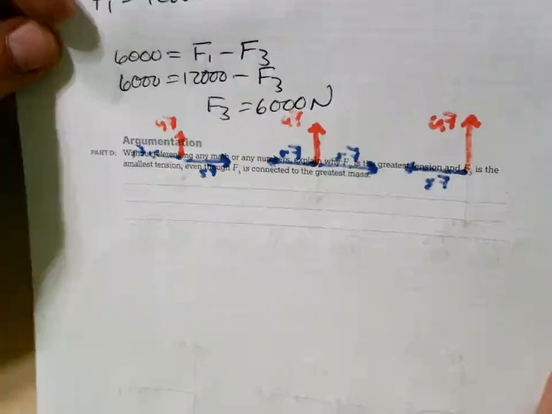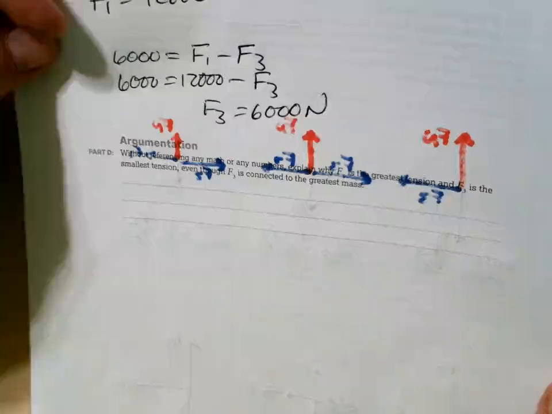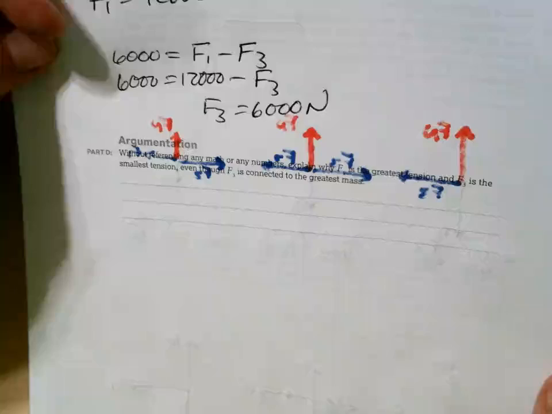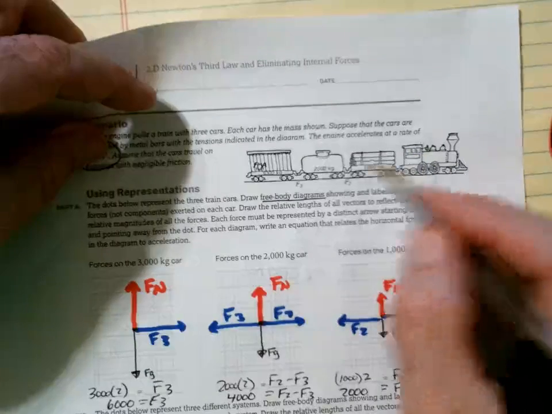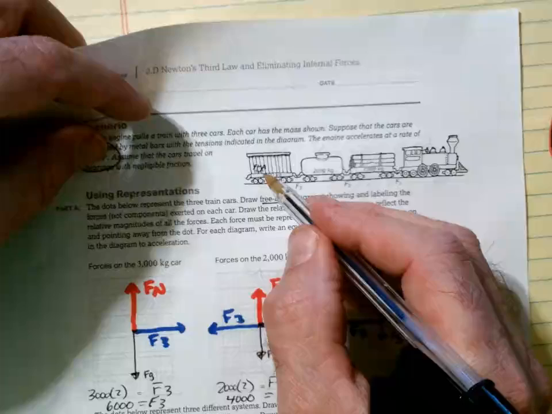I can't read this. Without referencing any math or numbers, explain why F1 is the greatest tension and F3 is the smallest tension, even though F3 is connected to the greatest mass. So I think I did that already. I talked about that already, how F1 is the greatest because it's got the most stuff that it has to pull, right? And F3 is not pulling anything. It's just being pulled. All right, where are we at? 8 minutes? All right, we're at 8 minutes. Let's stop. And that was D. Oh, I need to stop.